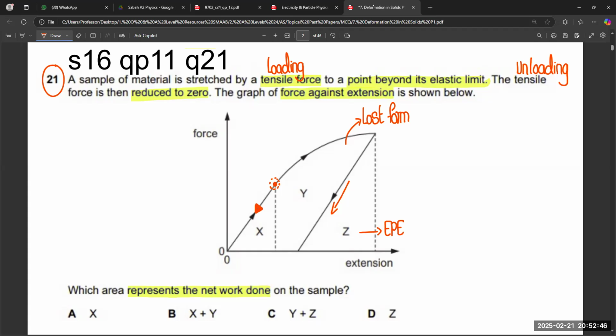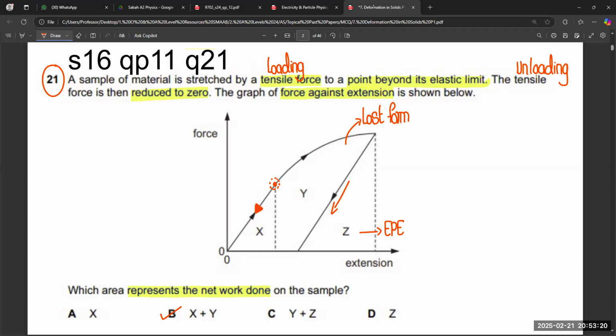So the final answer: which area represents the net work done on the sample? That will be equal to X plus Y. Because Z represents elastic potential energy, the energy that the spring retains. But Y is actually the lost form of energy, and X is the part where we apply force on a body and it starts to extend in a directly proportional line.